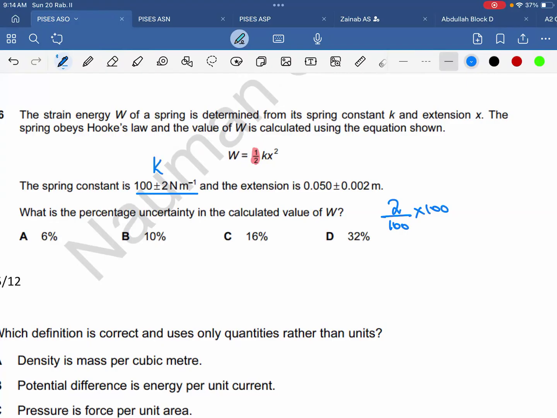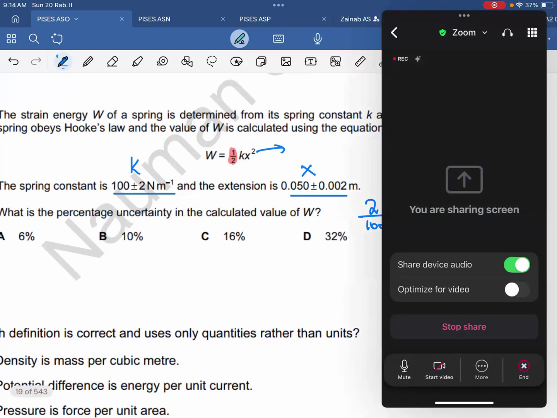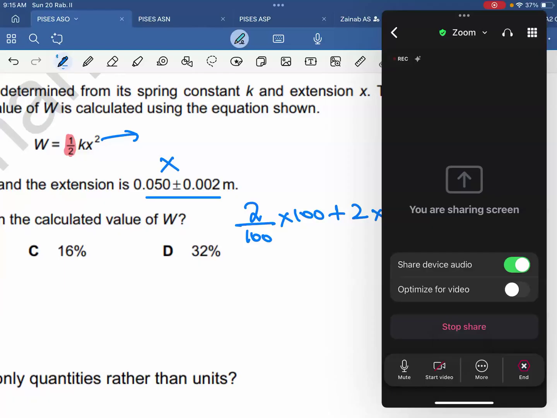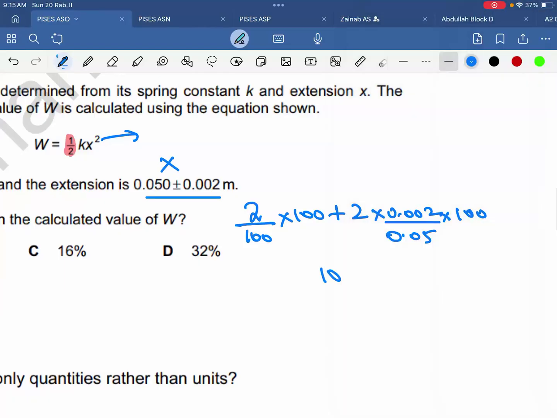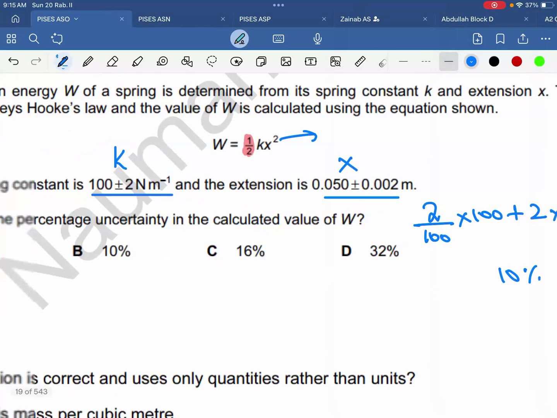Then we are supposed to work on extension. Remember, extension has a square in the formula, so we need to multiply this by 2. 2 multiplied by 0.002 upon 0.05, multiplied by 100. I want you to calculate it quickly. So you get 10% as your answer. The answer is B.